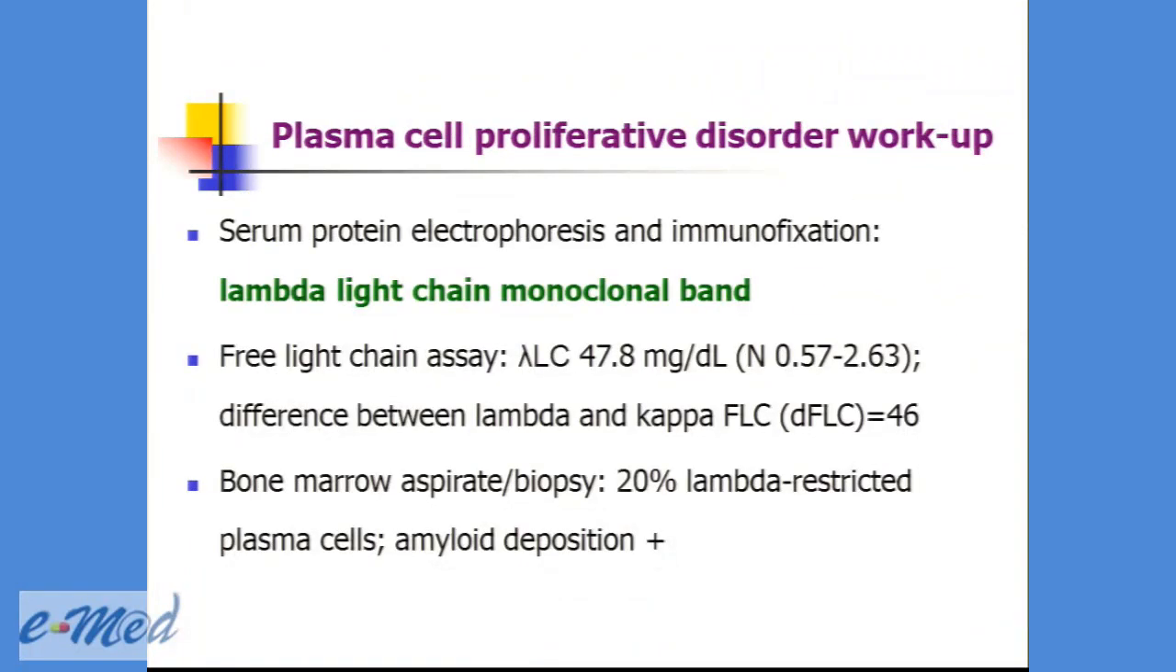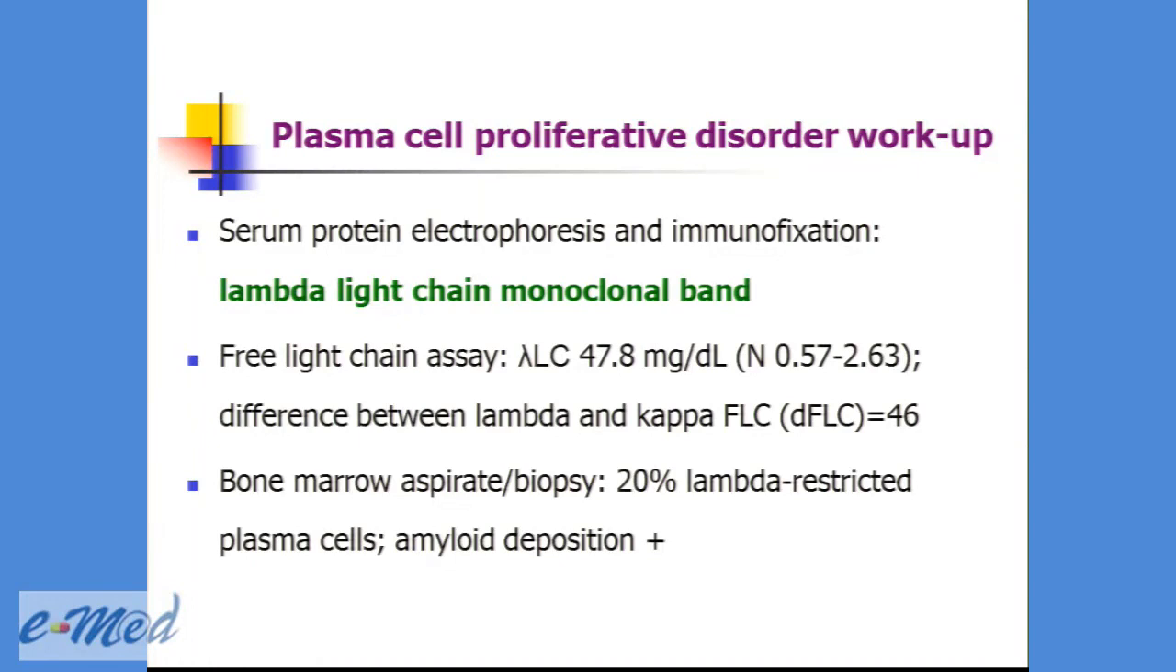Not surprisingly, on his protein electrophoresis and immunofixation, he had a lambda light chain monoclonal band. We also performed the free light chain assay that showed an excess of lambda light chain at 48, with the difference between the lambda and the kappa being 46, which means it's monoclonal, and it actually reflects the tumor burden.